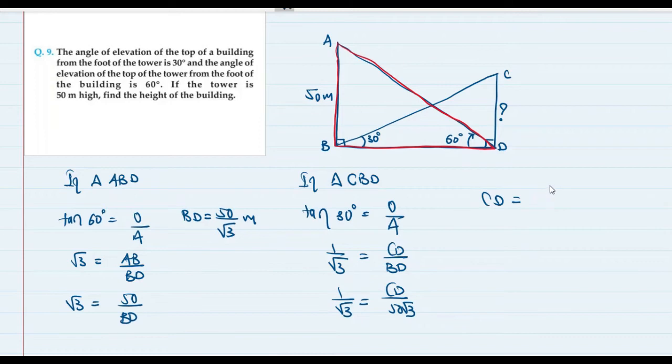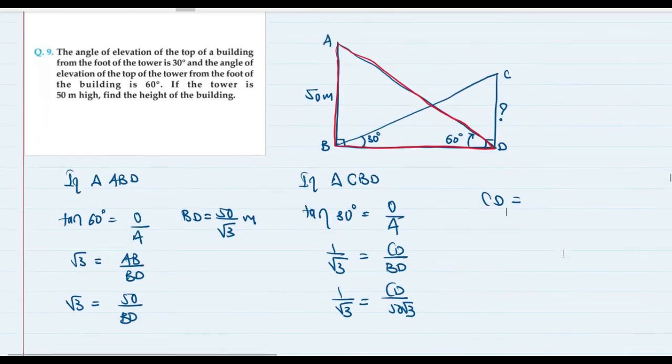This is really strange. One second. Tan 30 is 1 by root 3, which is opposite upon adjacent. Opposite is CD, adjacent is BD. Okay. So we are getting 50 root 3 by root 3, which is 50 meter. How is this possible? There is some issue. Let me just figure out.